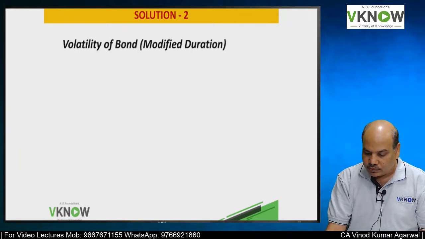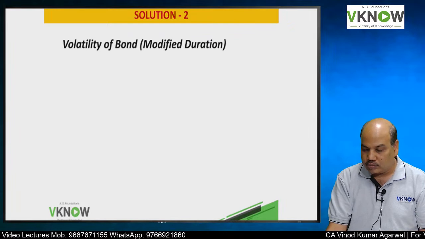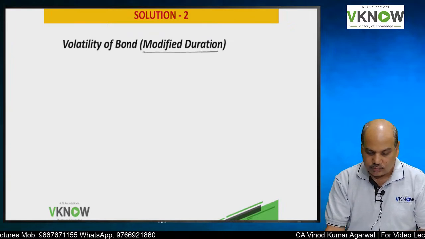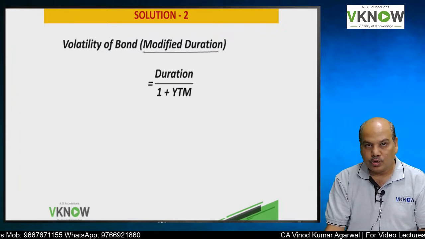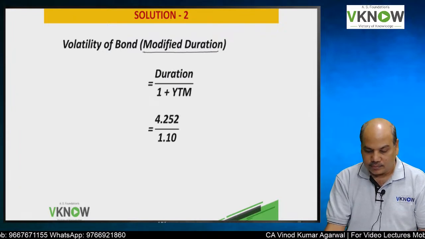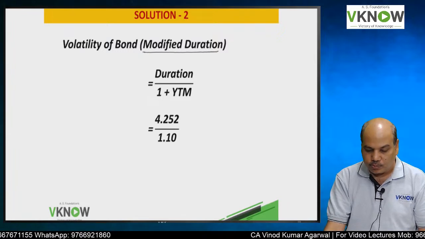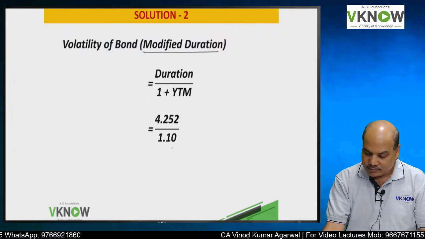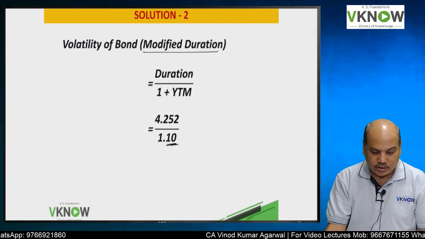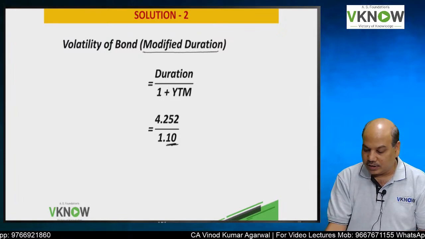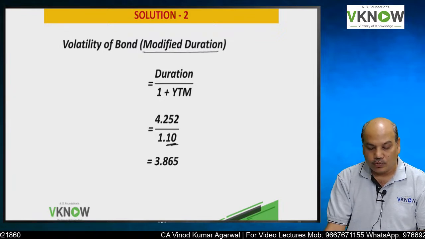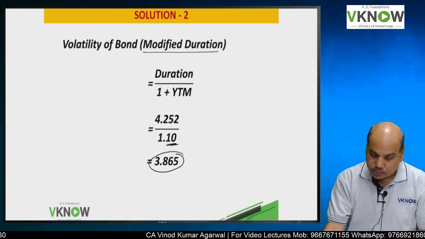Now next is volatility of the bond. Volatility of the bond, write down modified duration. The formula is duration upon 1 plus YTM. Duration is 4.252 divided by 1.10. Your YTM is 10% right now. 1 plus 0.10. So modified duration or volatility of the bond is 3.865.